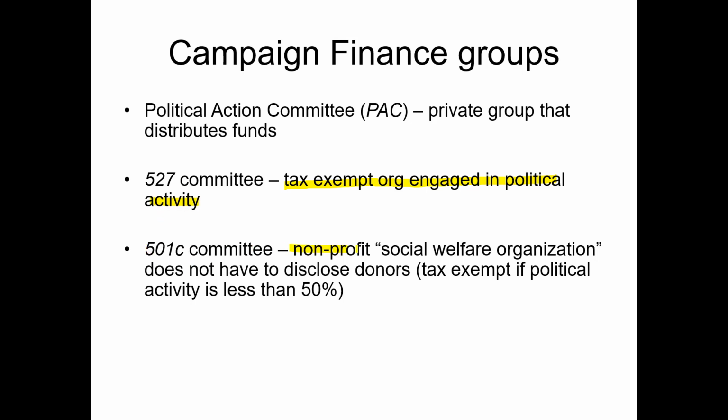501(c)s are considered nonprofit social welfare organizations, and they do not have to disclose their donors, which perhaps is an attractive element to some donors, and it's tax exempt if the political activity is less than 50%. So this is why they get scrutinized quite a bit, because they may be serving as somewhat of a front, claiming to be a social welfare organization when they are most definitely a political organization.